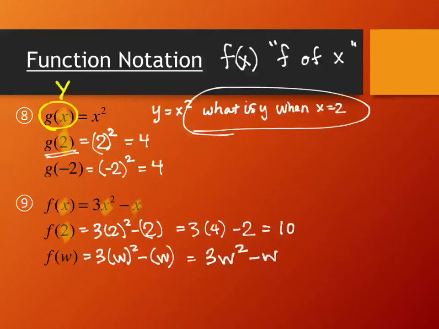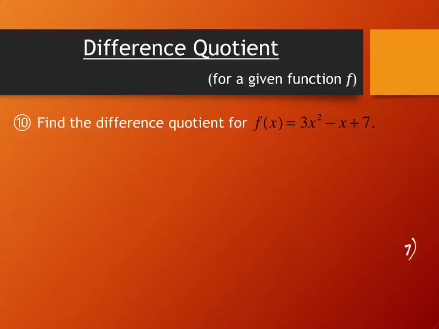So, I mean, I could ask you, what is f of star? You could replace the w's or the x's all with stars. It's 3 star squared minus star. I mean, like you can do that, or 3 stars squared minus star. Doesn't matter what it is. Okay, so we're going to use that idea here in a moment as we look at the last topic in this section, which is actually called the difference quotient.